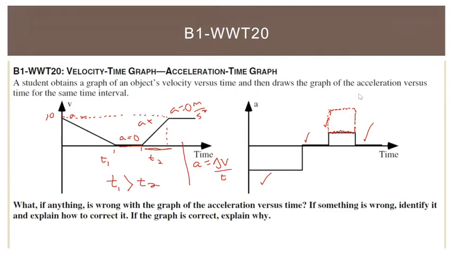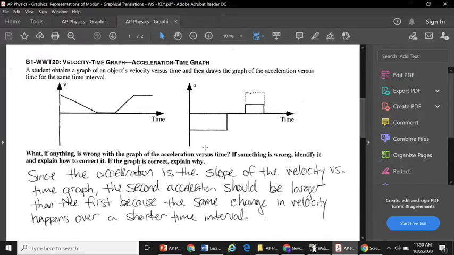So for the key, hopefully you wrote something like this. Since the acceleration is the slope of the velocity versus time graph, the second acceleration should be larger than the first because the same change in velocity happens over a shorter time interval. That's the idea here. It's the same change in velocity, but the change in velocity occurs in less time, which means the slope is bigger because the acceleration is bigger. All right, take a second to pause this video and write that down if you need to. And when you hit play, we'll move on.